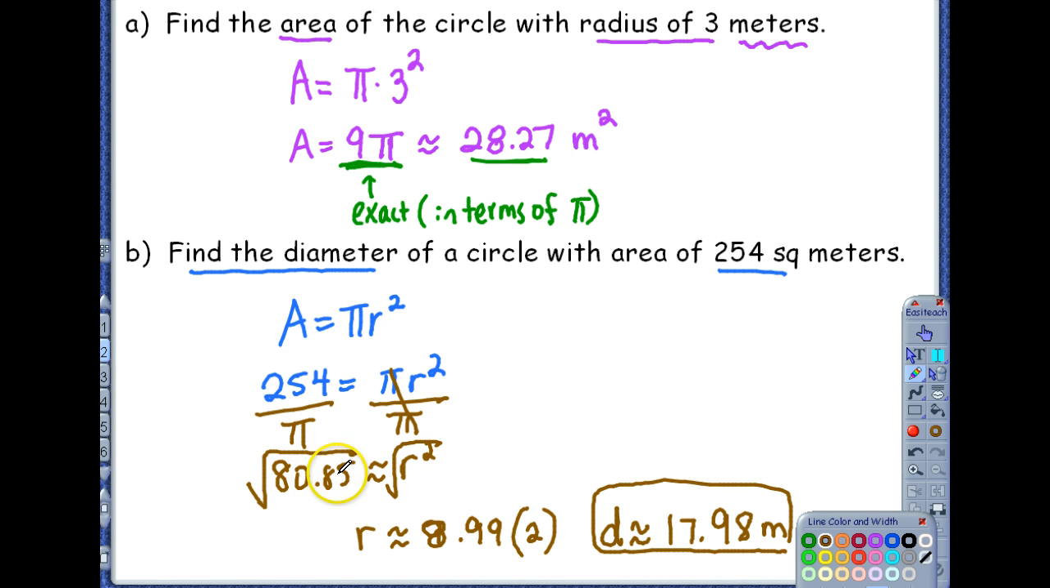And when you type this in again, this 80.85, you're going to be further away from the exact answer because then you're going to have to round again and then round again. So just something to be careful with.